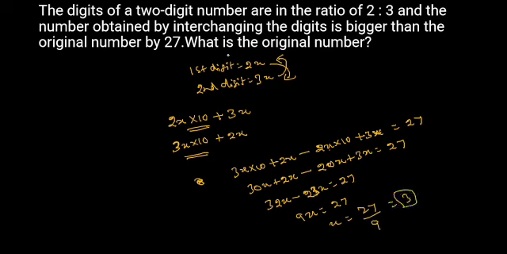Now what is the question that has been asked? What is the original number? Now what is the first digit here? 2x is called the first digit. You substitute 3 for x in 2x.